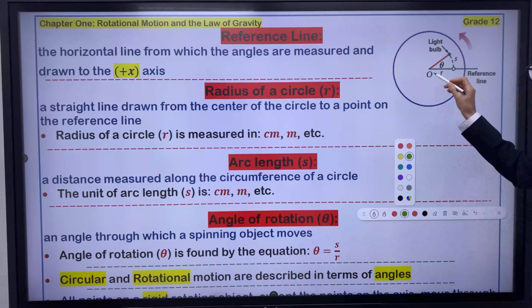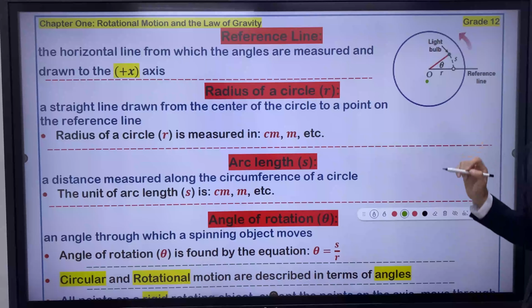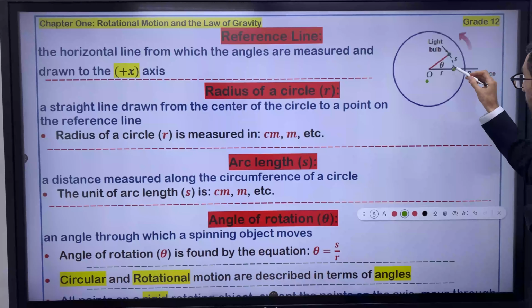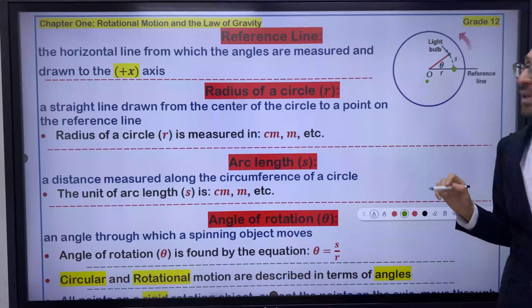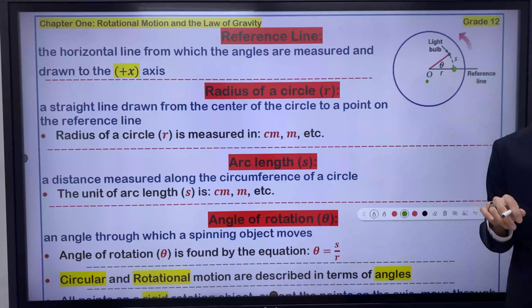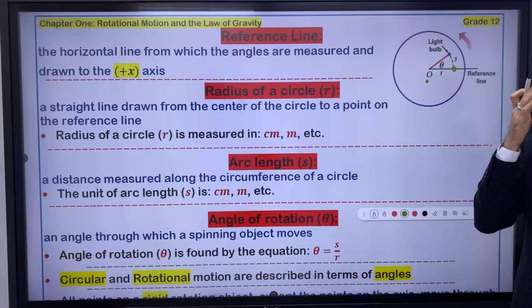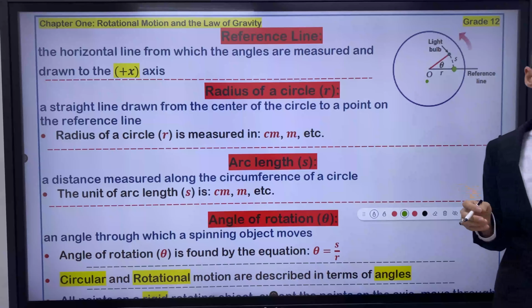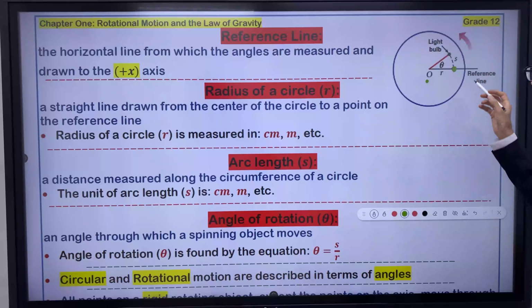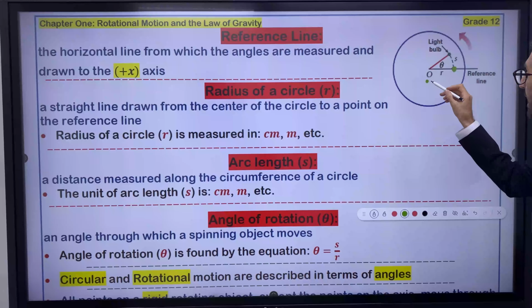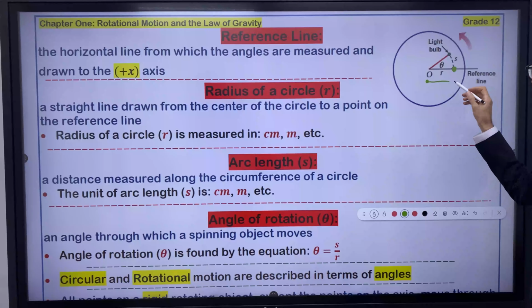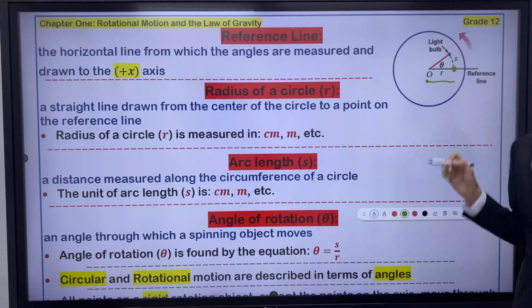So right now, let's say I'm going to determine the radius for you. For example, for this point, this is our point. Maybe we have a Ferris wheel here. Maybe there's a light bulb, or a seat, or a participant in this play. So this is our point, right? It's a straight line drawn from the center of a circle to that point. And this point is located on the reference line.